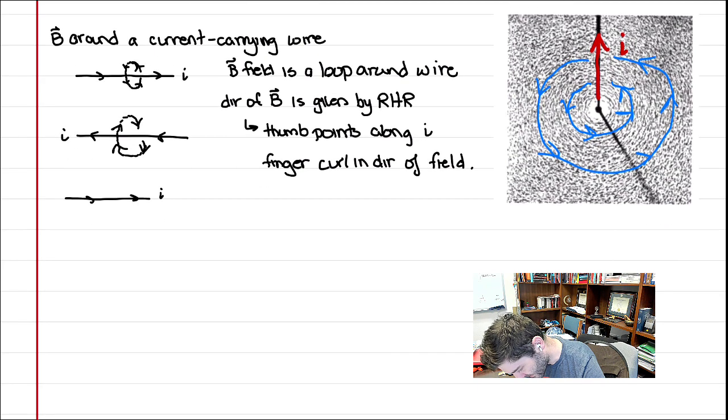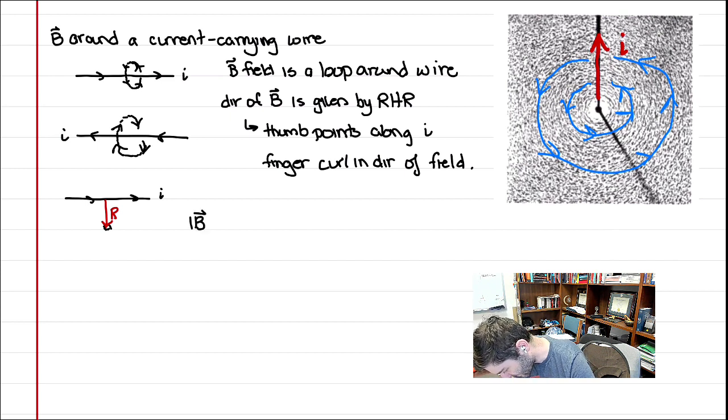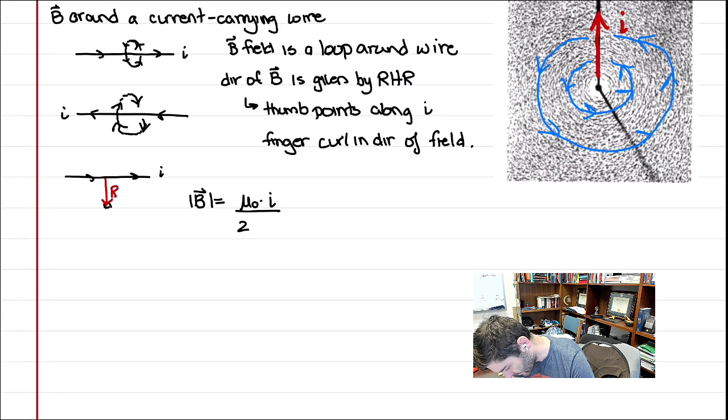If I want to know the magnetic field at this location, the only distance that matters is this distance here, which I think we were calling capital R for the electric field, so let me follow that notation again. That distance from the wire is all that matters. When you actually do the calculations, you get that the magnitude of the magnetic field is equal to this new constant, mu naught, times the current, divided by 2 pi times R.